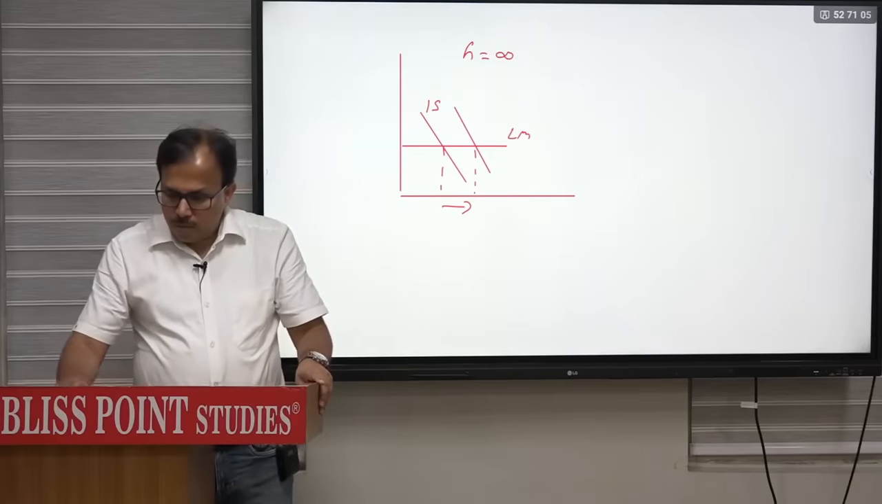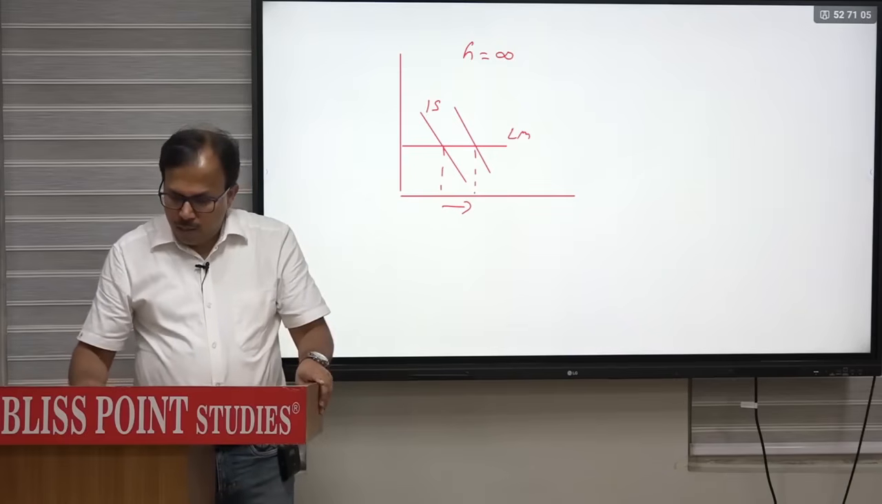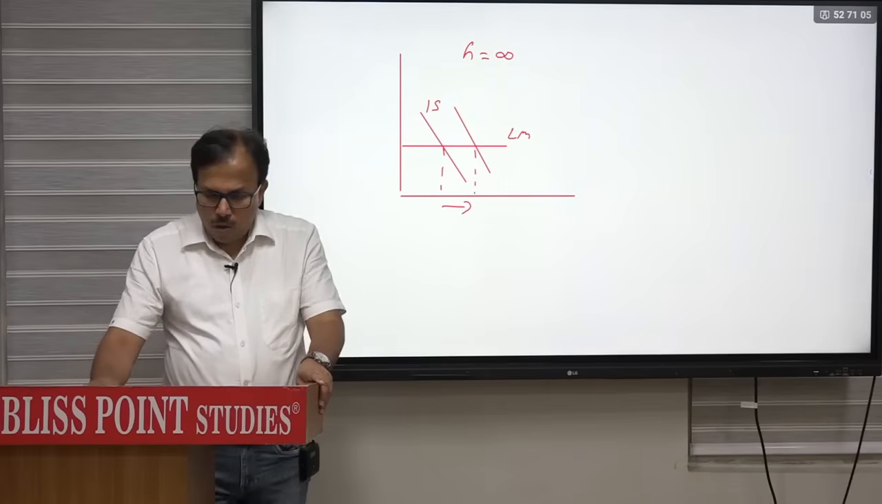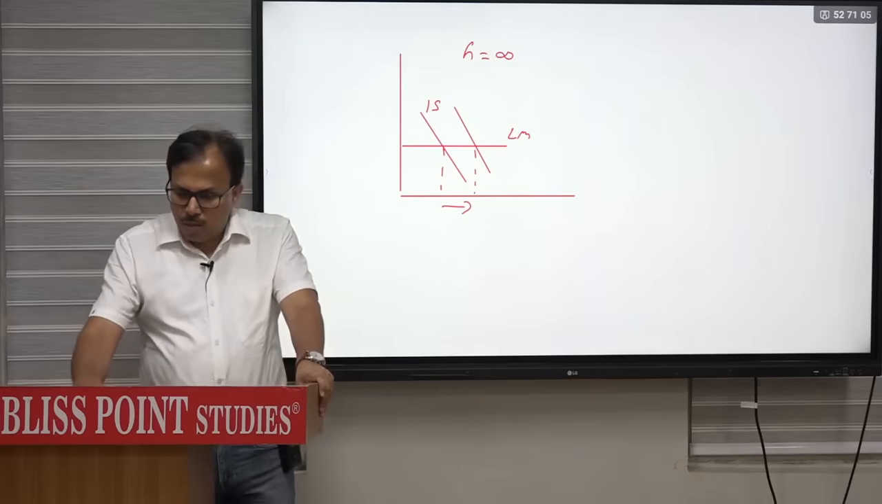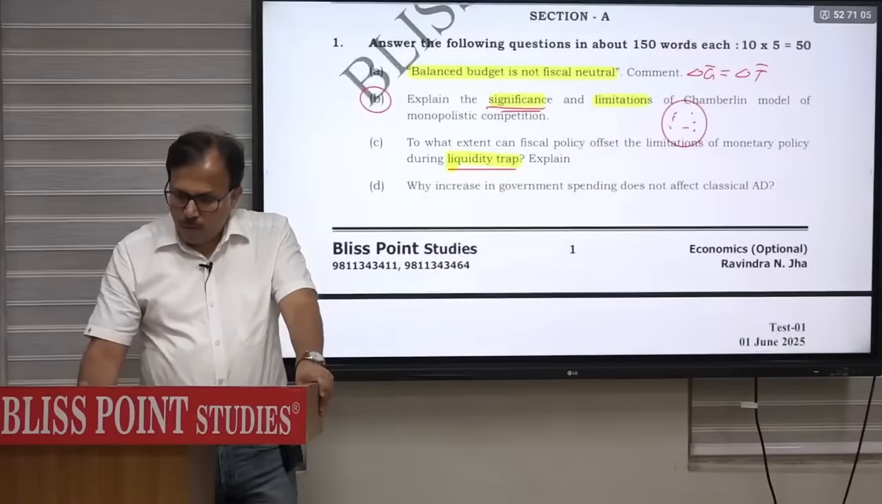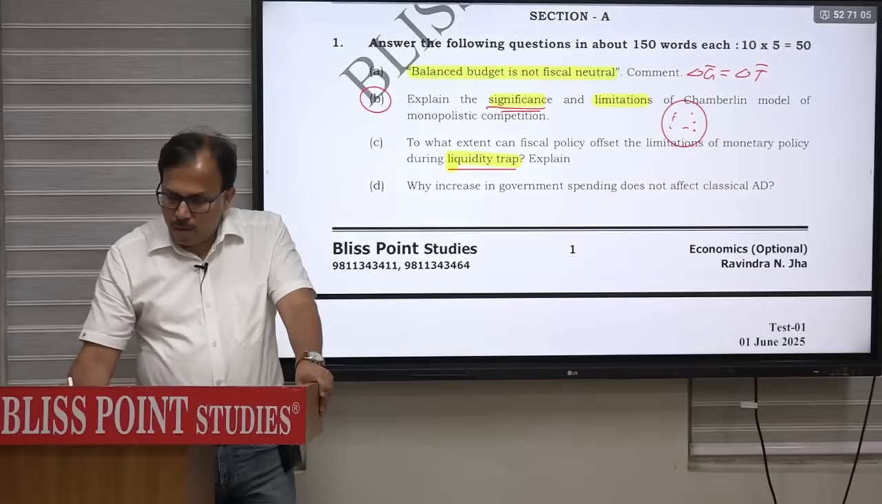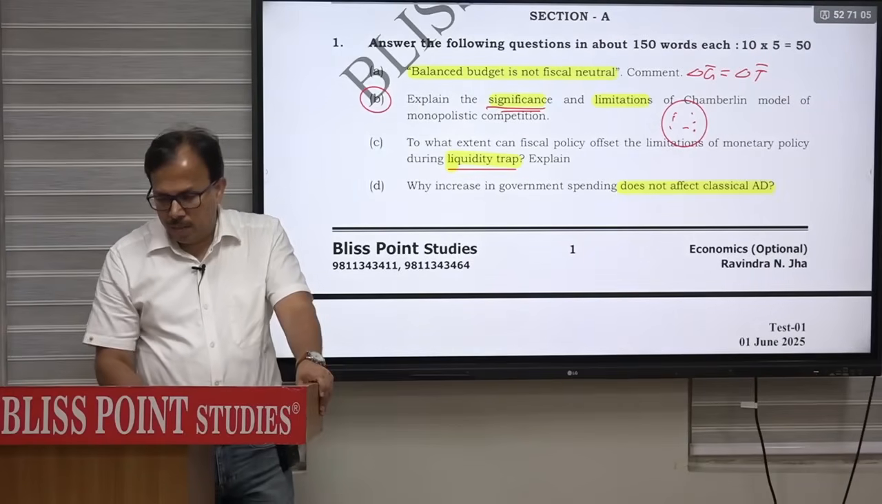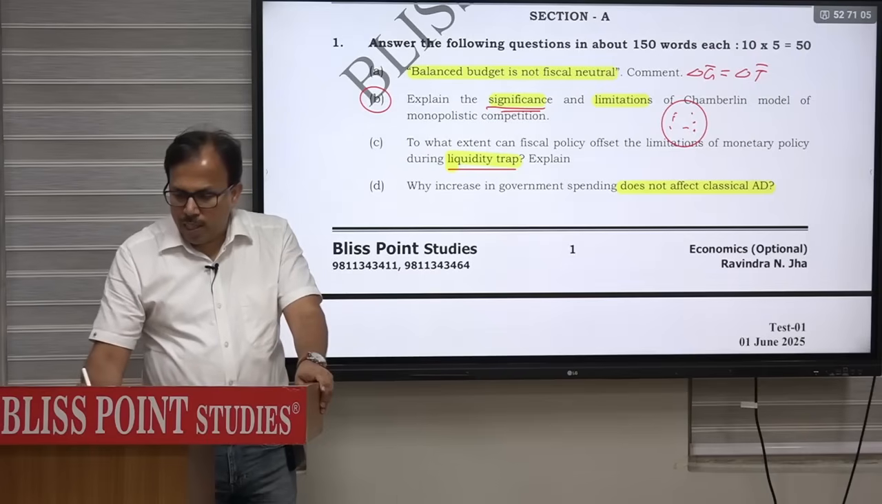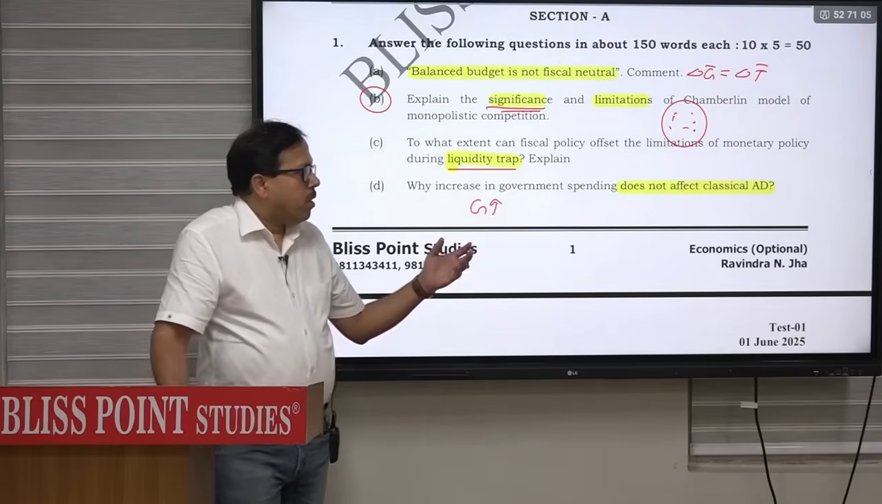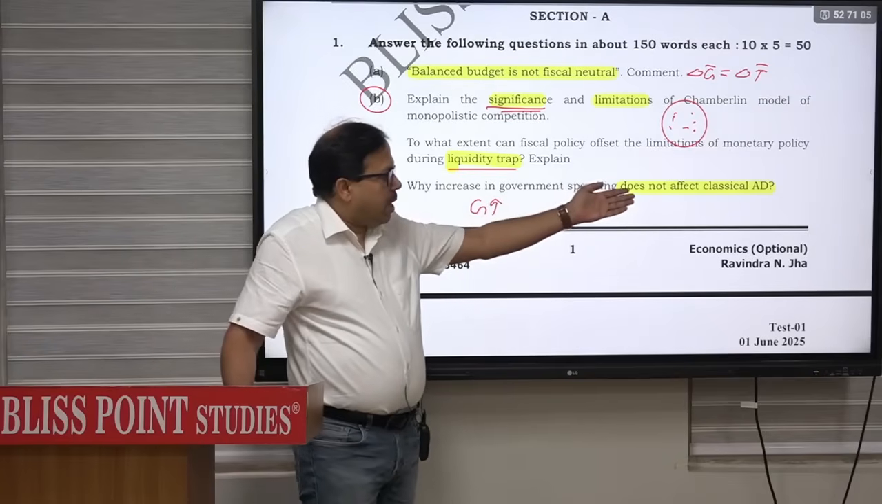Then D part of the question. D part is why an increase in government spending does not affect classical AD. Classical AD is not affected by increase in government expenditure, but why? So again, the important part is that classical AD.